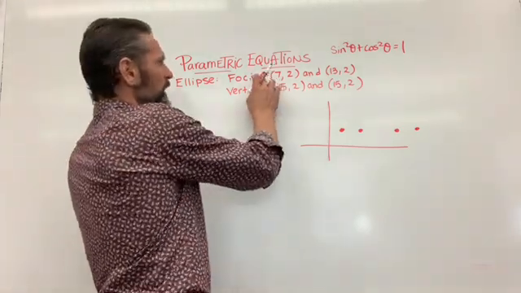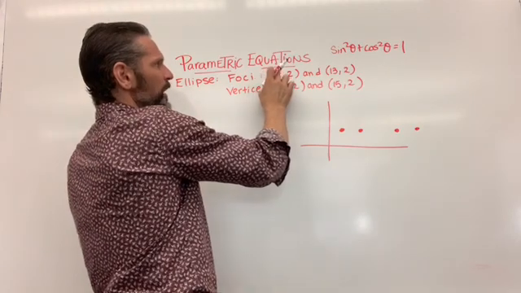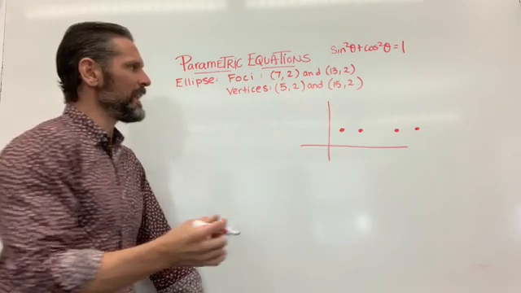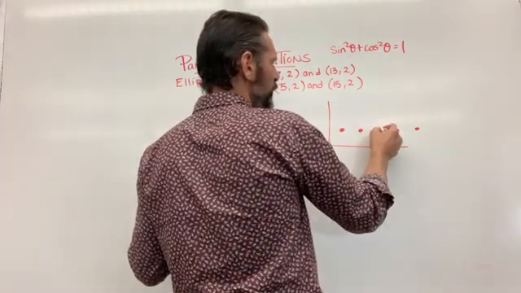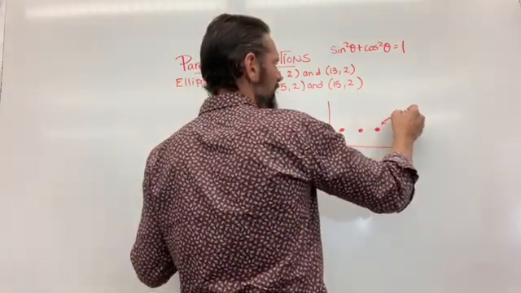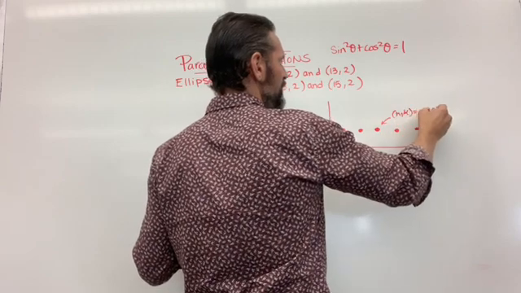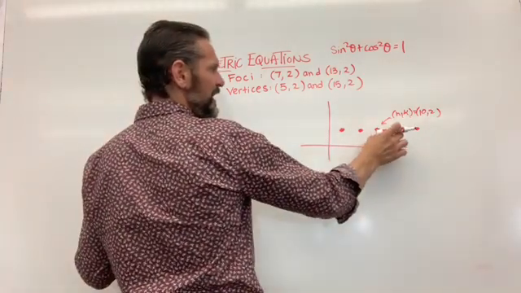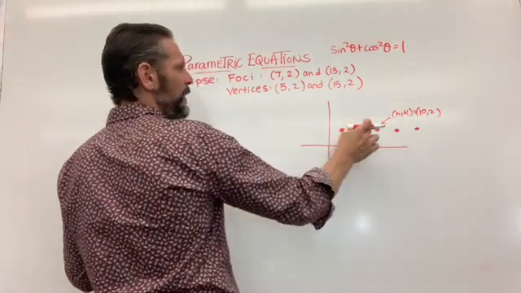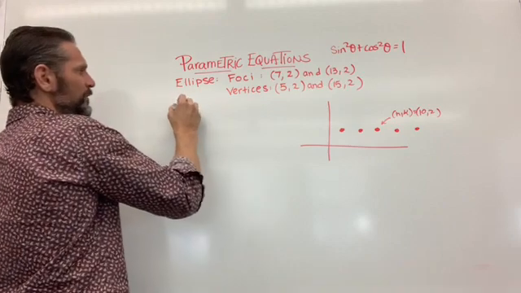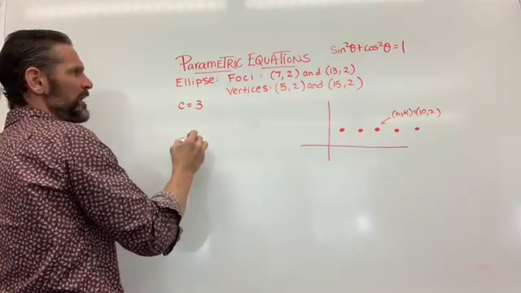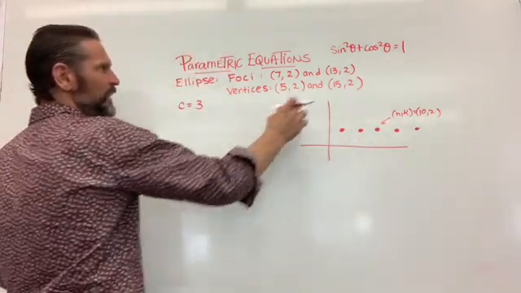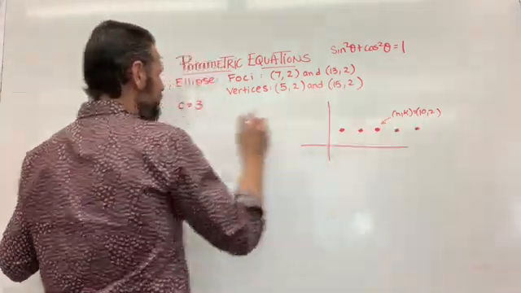Now, if I take the midpoint of the foci, 7 plus 13 is 20, divided by 2 is 10, so I can tell you very quickly that (h, k) is going to be (10, 2). If (10, 2) is the center, then center to focus, going from 10 to 13, is 3. So that means c is 3. And center to vertex is a. The vertex is at 15, so 10 to 15 is 5.